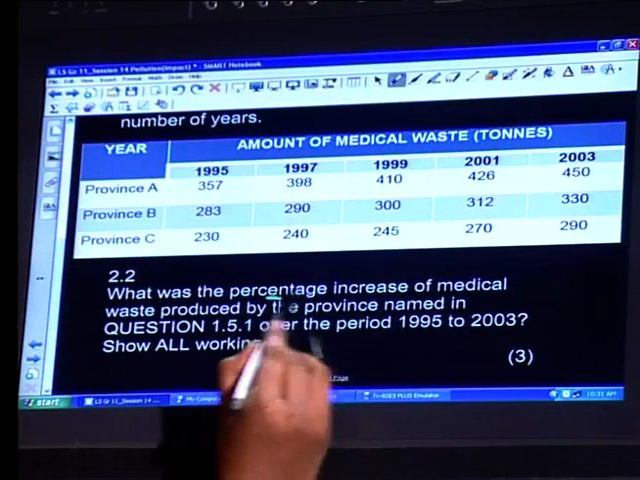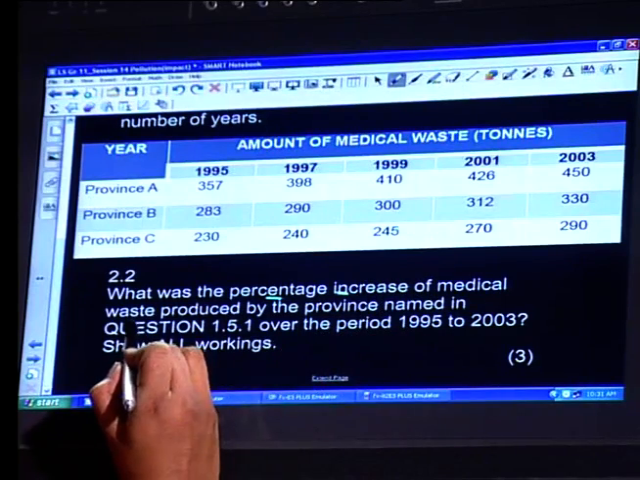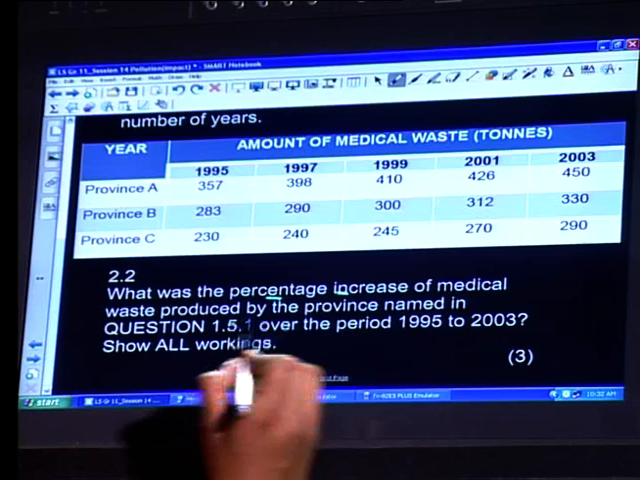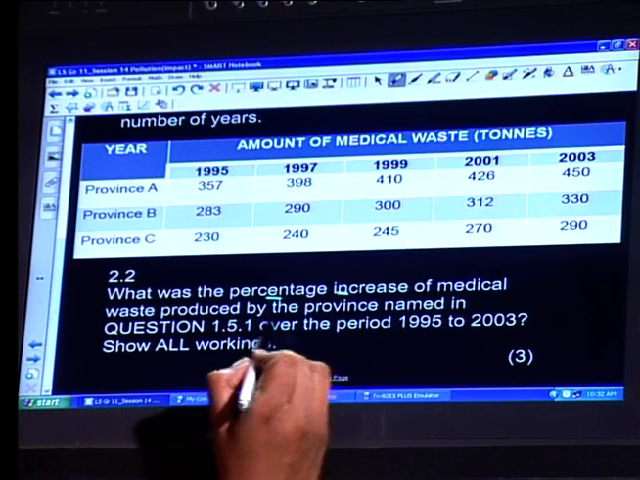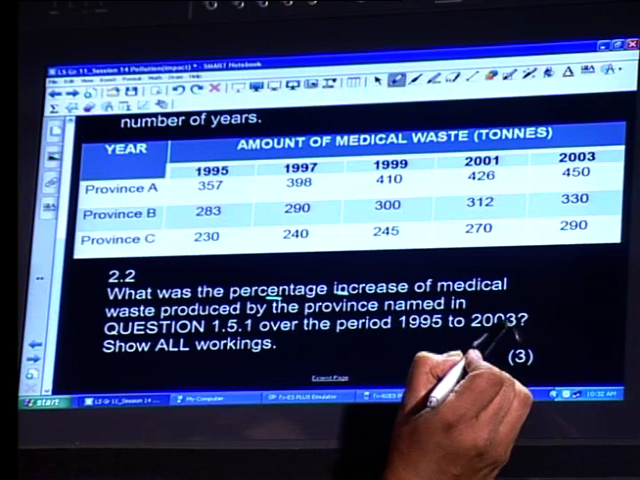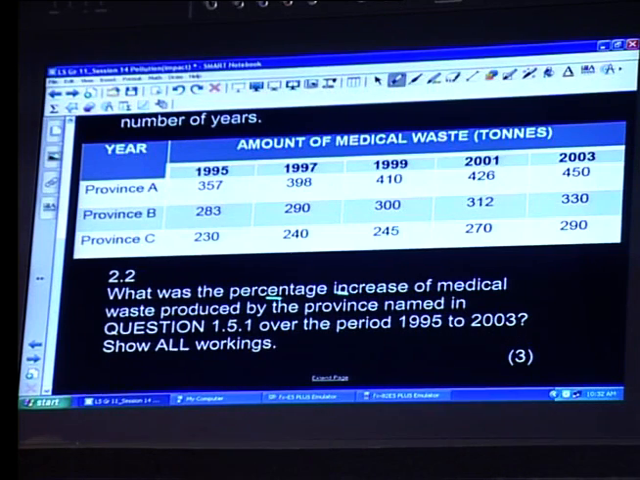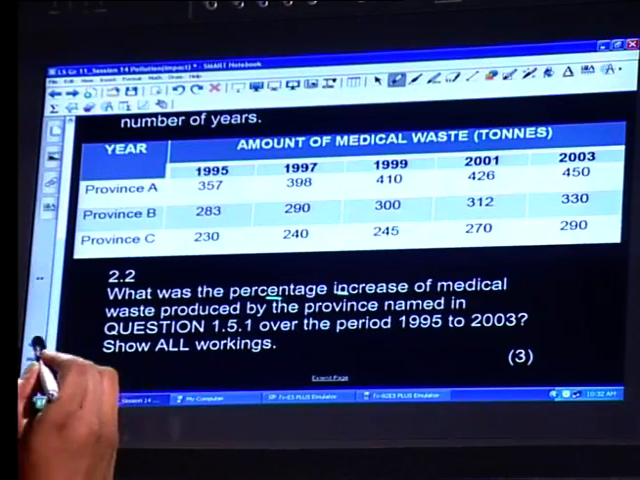What was the percentage increase? Remember, although this is a life science paper, you are required to perform simple mathematical calculations. Okay, you don't need a scientific calculator for life science. A simple calculator will do. Right, what was the percentage increase of medical waste produced by the province named in question 2.1 over the period 1995 to 2003? So, what was our answer in 2.1? What was our province? And that was province A.